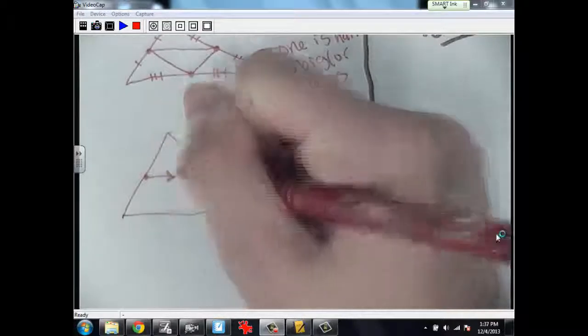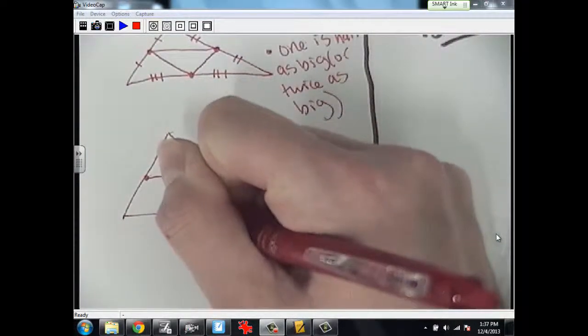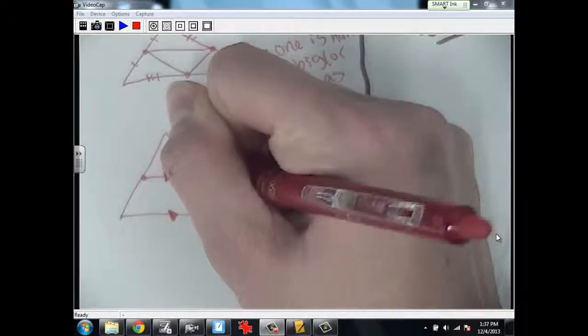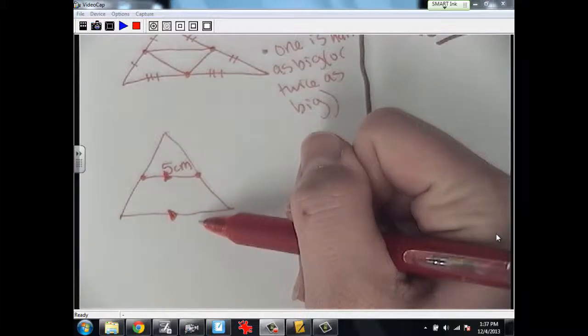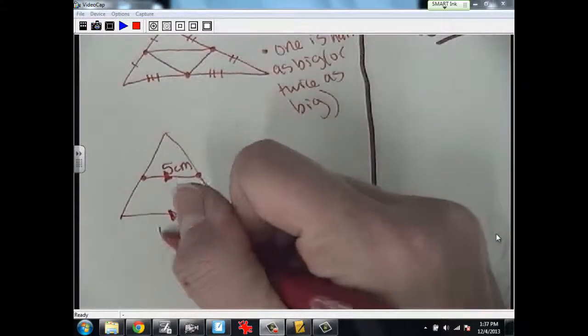What do we know about these 2? The mid-segment is parallel to the third side. Those are parallel. And let's say this is 5 centimeters. Your mid-segment is 5 centimeters, so this side would be 10 centimeters. Very good.